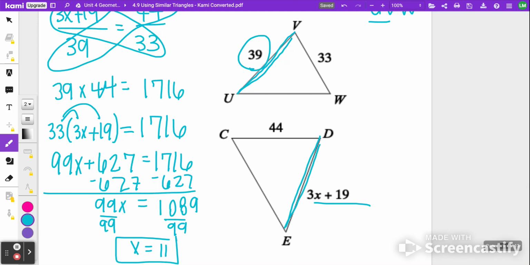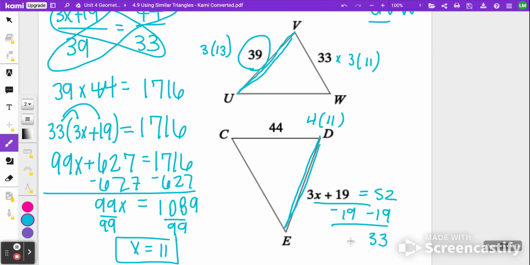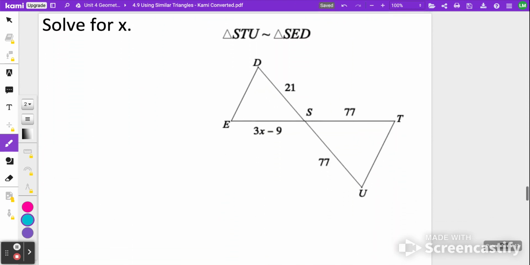One thing you could have seen is 33 relates to 44 by, this was made by 3 times 11, and this is made by 4 times 11. So this one can be made by 3 times 13. So 4 times 13 could also give you your answer, which is 52. And then 52 minus 19 is 33. And then you have 3x is equal to 33 divided by 3. You still get 11 as your answer. Okay?